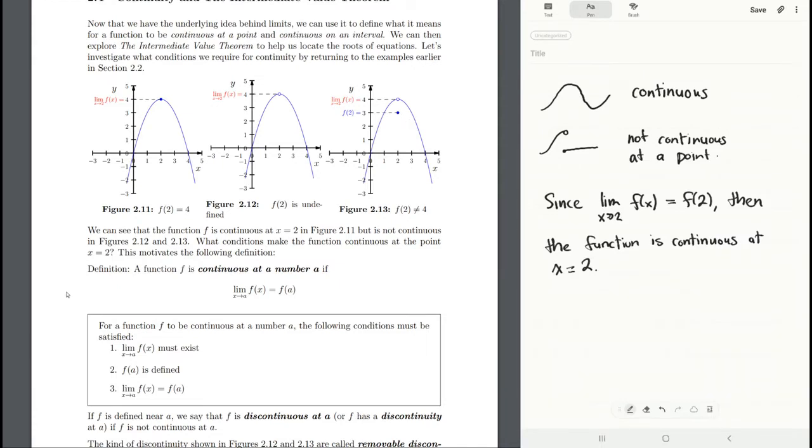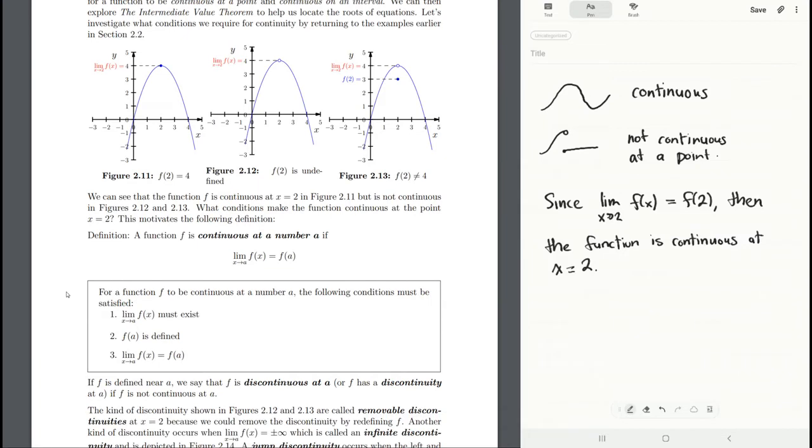So now let's have a look at classifying the different types of discontinuities that we can encounter.